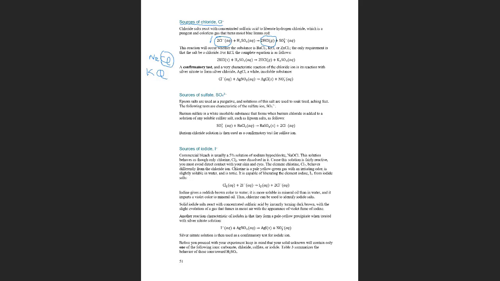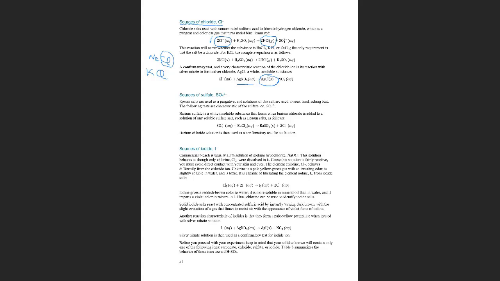gas of hydrochloric acid. And then once we have that clue, the confirmatory test of chloride is the addition of silver nitrate. What is happening here? A solid, a precipitate of silver chloride is formed. Any questions so far? How are we going to test these ions?